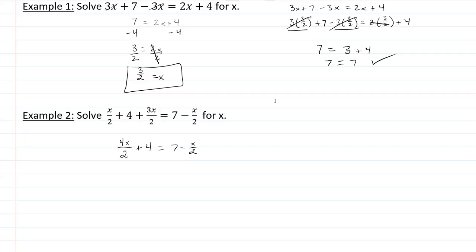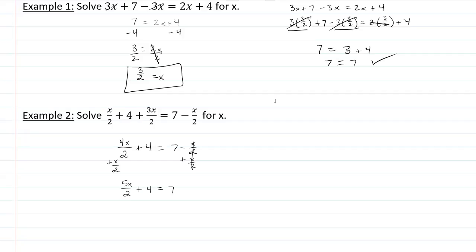So now we can simplify this right-hand side by adding x over 2 to both sides. Again, we want to get all of the variables on one side so that we can get it by itself. So let's add x over 2 to both sides. By doing this, negative x over 2 and x over 2 cancel, and we abide by the same rules of fraction addition on the left-hand side. So they both have a denominator of 2, which is fine. So we add the numerators together, so we get 5x over 2 plus 4 equals 7.